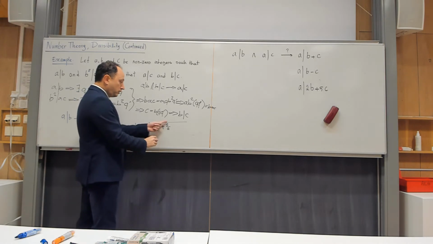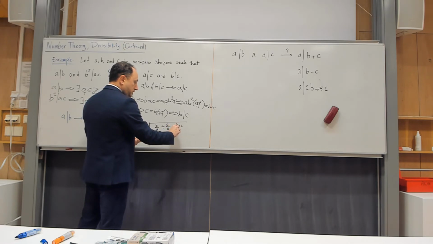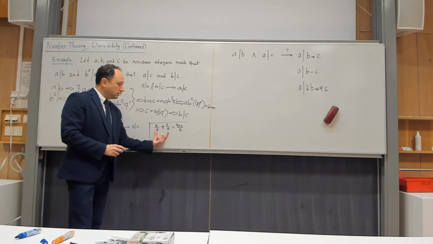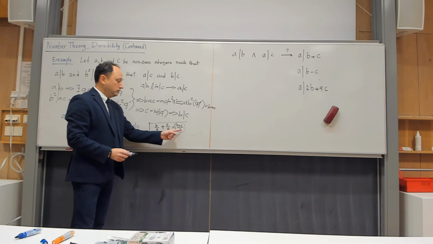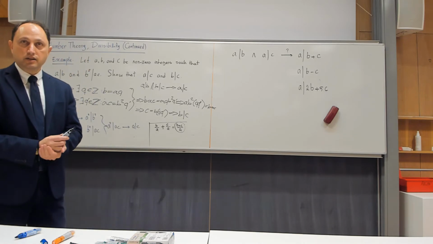But another way of writing this sum is to write B plus C over A. Do you agree? This number and that number are the same. So if this is an integer, this is also an integer. But if a fraction is an integer, it means that its numerator is divisible by its denominator. So the answer to the first question is yes.